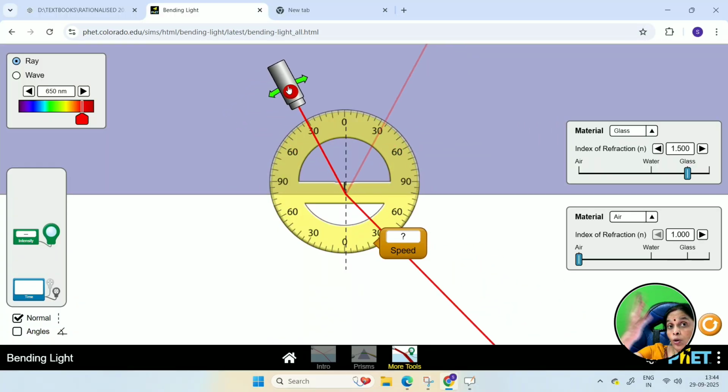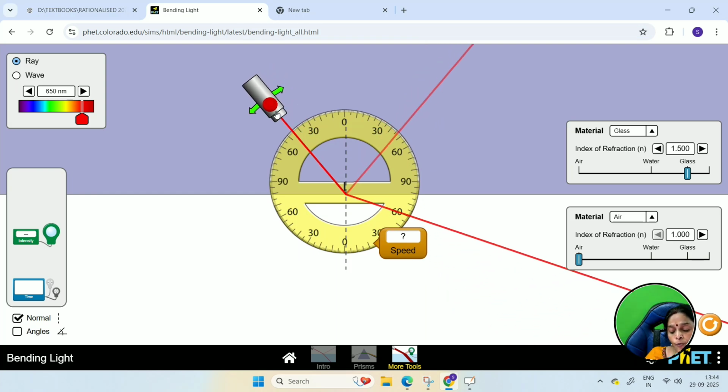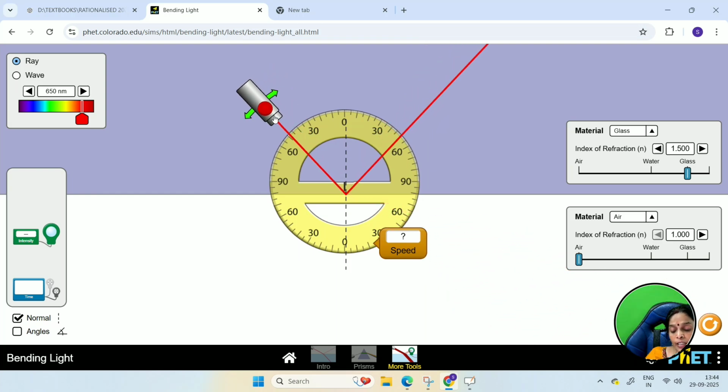See, at 30 degrees no TIR, only refraction. At 45 degrees also no TIR, only refraction. Slowly I am bringing it to 50 degrees, then 51, 52. What happens now? Yes, at approximately 50 or 52 degrees TIR takes place. Of course, the ray of light should travel from denser to rarer medium, and at one particular angle of incidence, instead of undergoing refraction, it comes back to the same medium. That is called total internal reflection. So let us see the total internal reflection here.